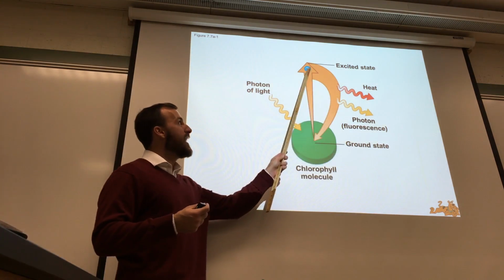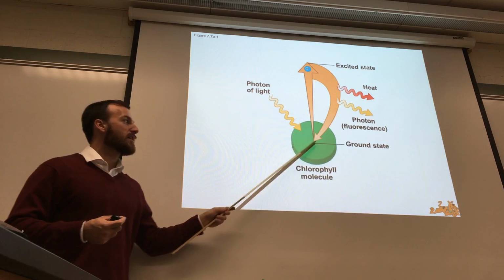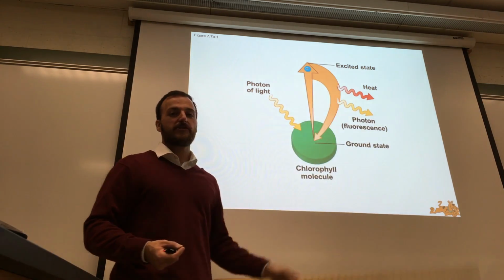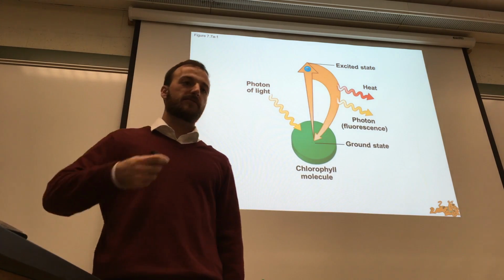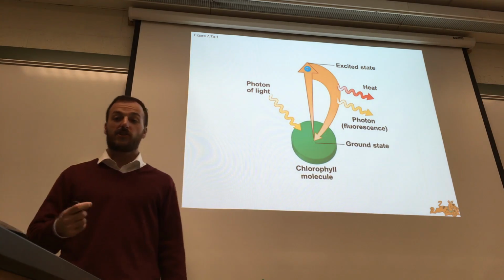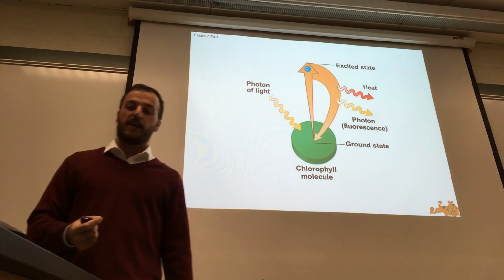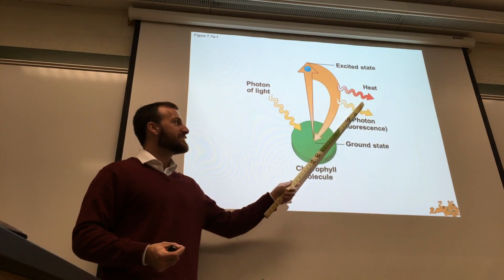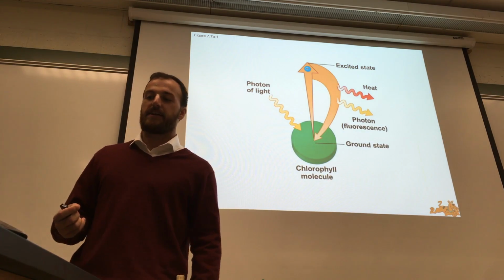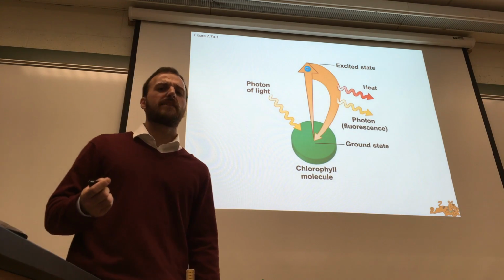In that electron coming back down to what's called the ground state, its original level, some energy, according to the law of conservation of energy and mass, all energy is going to be conserved, and it's going to be transferred as heat and some sort of photon, some fluorescence. Now, why is this important?